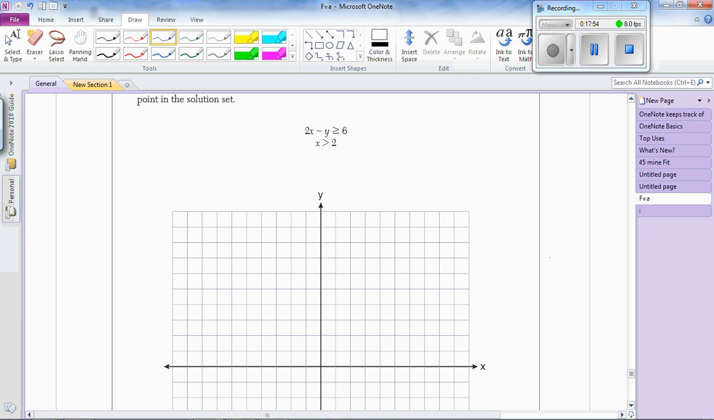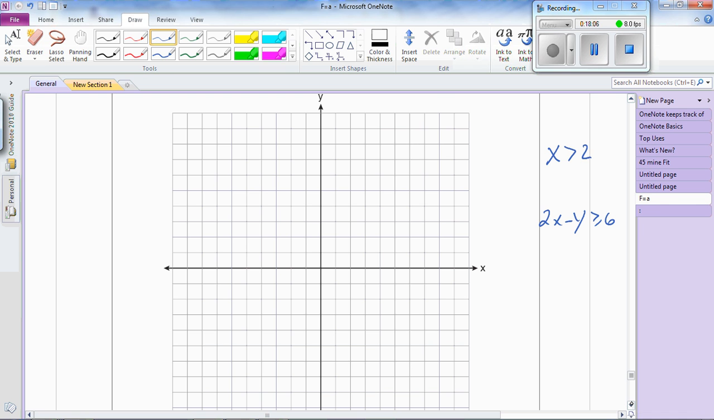So I'm going to have to write these over here so I can see them. x greater than 2 and 2x minus y greater than or equal to 6. Alright, x greater than 2. Let me just shrink this just a little bit.